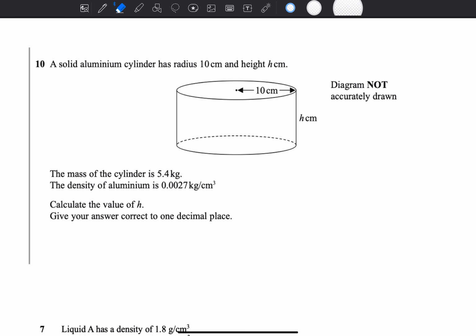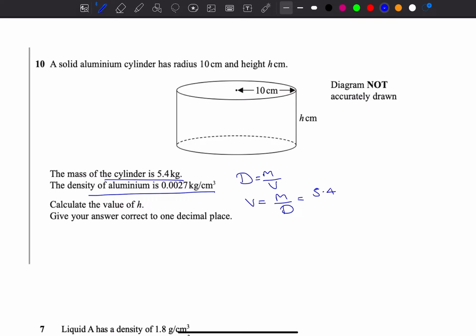Right, the mass of a cylinder is given to you, and the density is given, so you can work out the volume. Remember the formula: density is mass over volume, so volume, you can just switch it around, is mass over density. The mass is 5.4 divided by the density 0.0027. So 5.4 divided by 0.0027 is going to give you 2000 centimeters cubed as the volume.